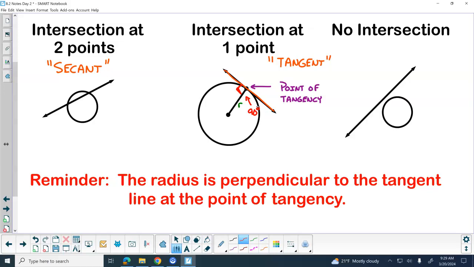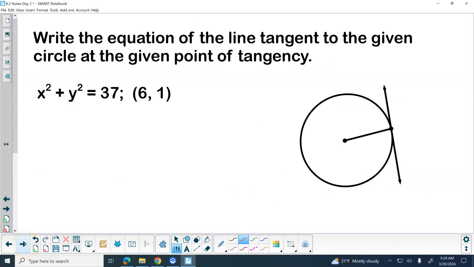Those are all important facts to know, because the tech loves putting questions like this on the test. We're going to be asked to come up with the equation of a line tangent to a circle at a certain point. So let's dive into that. We want to write the equation of the line tangent to the given circle at the given point of tangency.